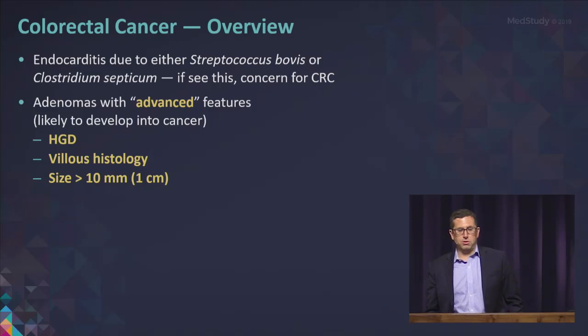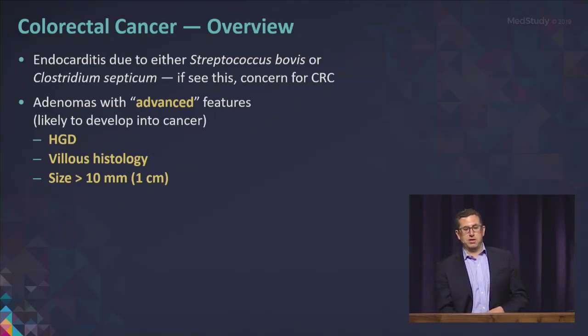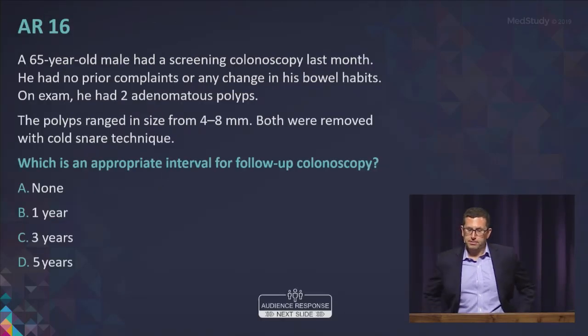Other associations with colon cancer, this is classically on tests: endocarditis due to various strep or Clostridium species would be a concern for colorectal cancer. And then there's something called advanced adenomas, which you need to know about. These are more likely to develop into colorectal cancer, and this would include a polyp with high-grade dysplasia, polyps with villous histology, or large polyps over 1 centimeter in size.